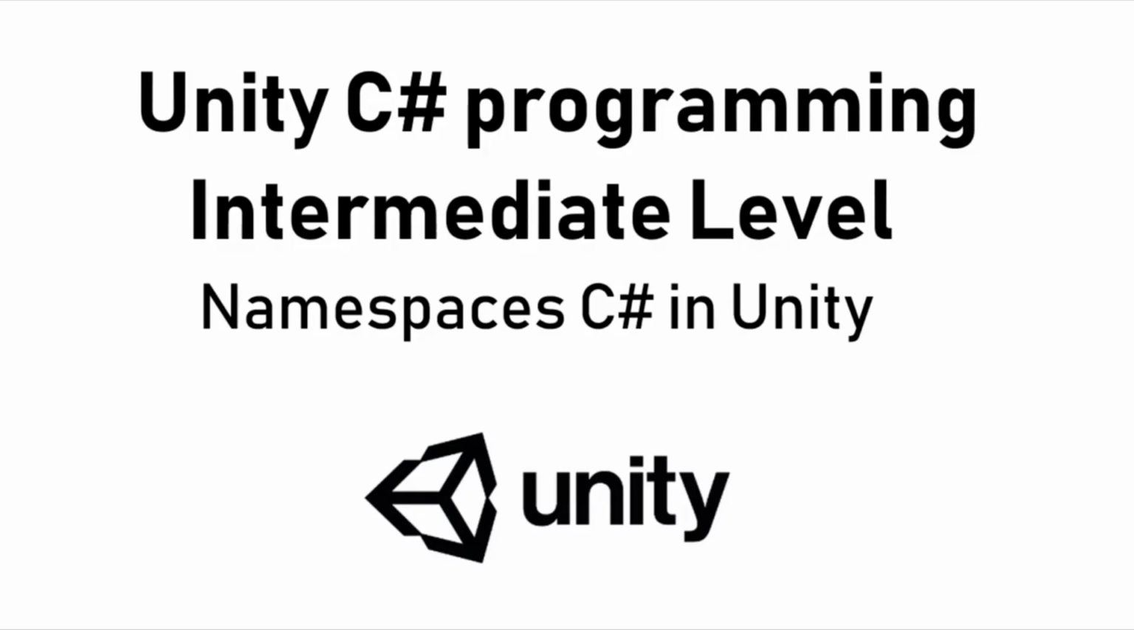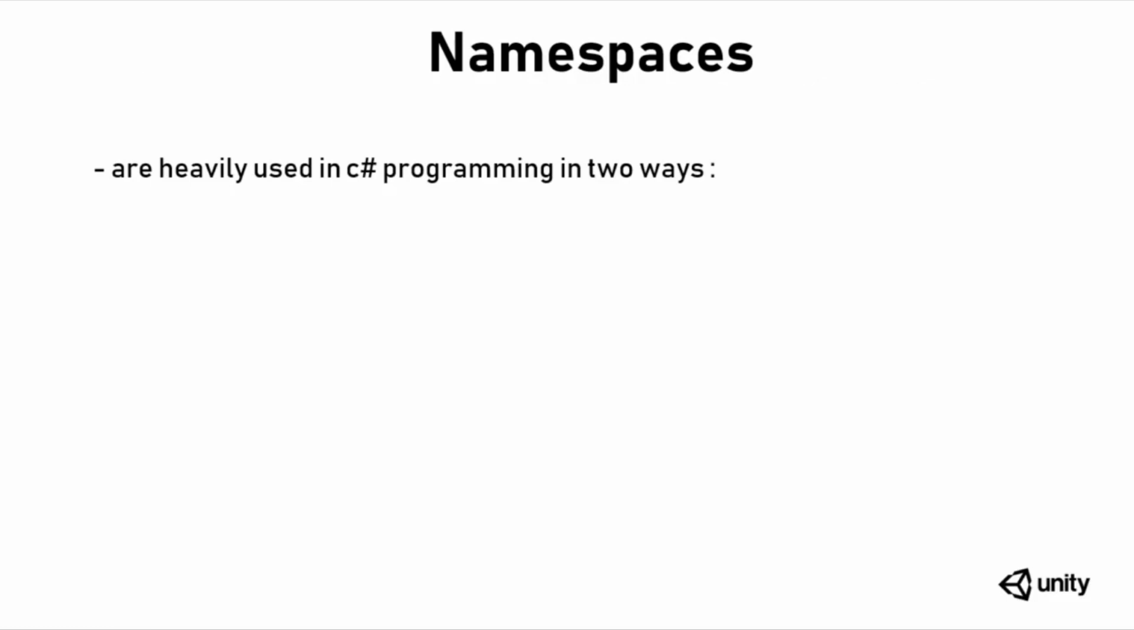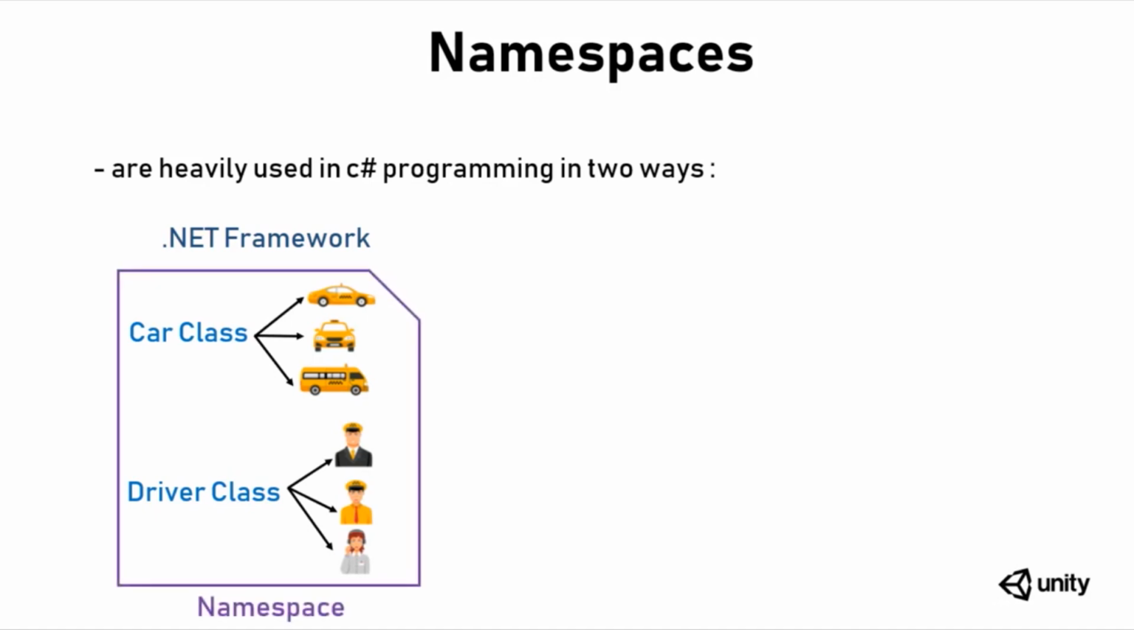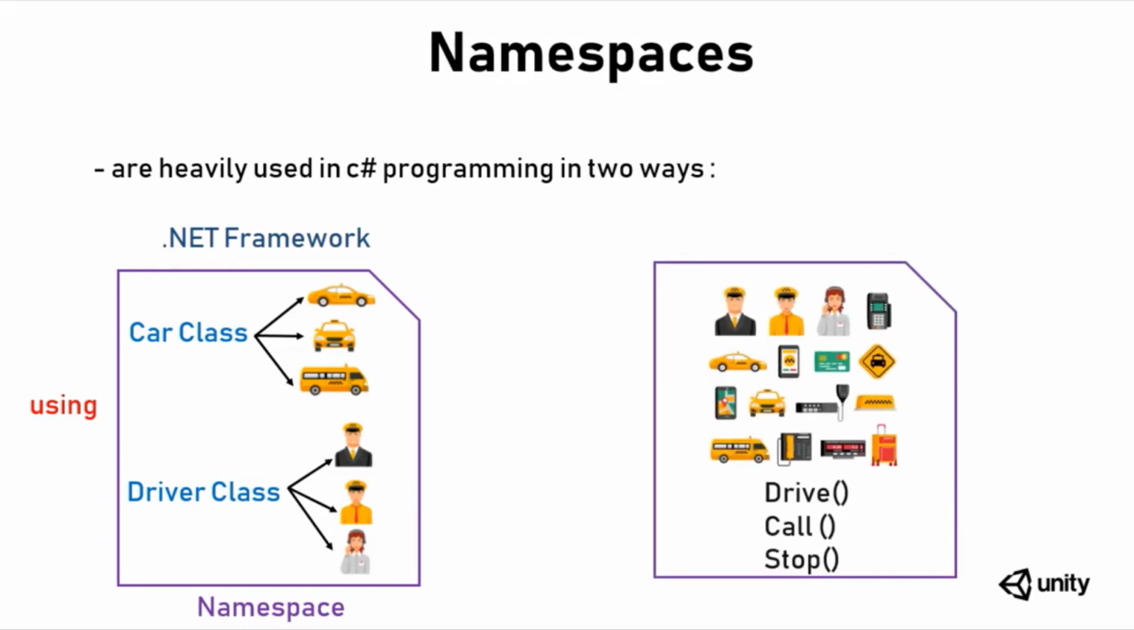In this last tutorial of this course, we're gonna cover namespaces. Namespaces are heavily used in C# programming in two ways. First, the .NET framework uses namespaces to organize its many classes. The using keyword is used so that the complete name is not required. Second, declaring your own namespaces can help you control the scope of class and method names in larger programming projects. Using C#, we can create our own libraries.